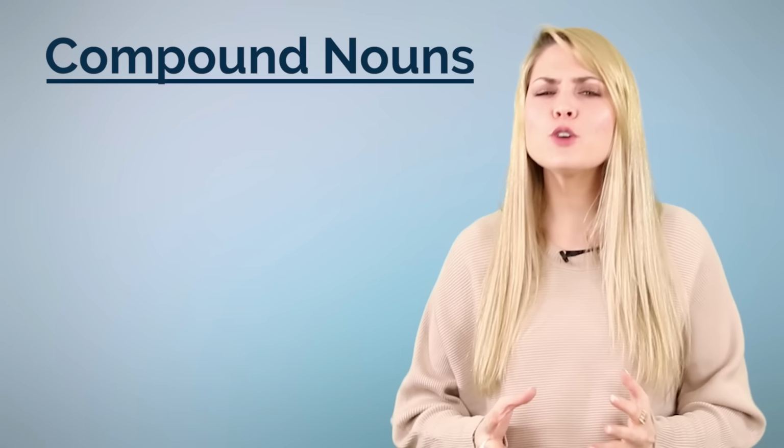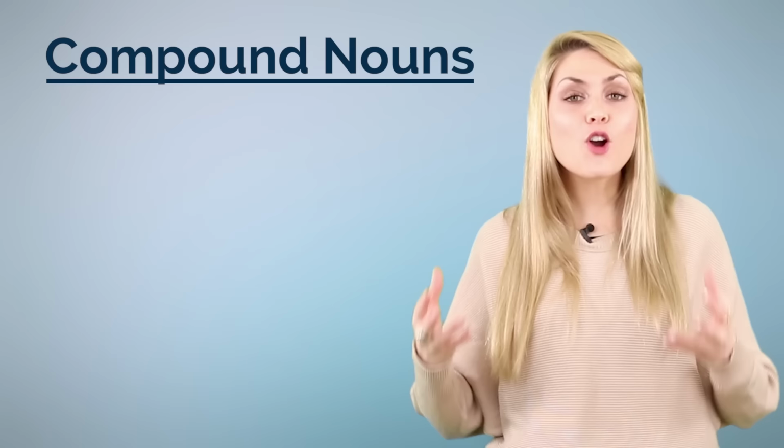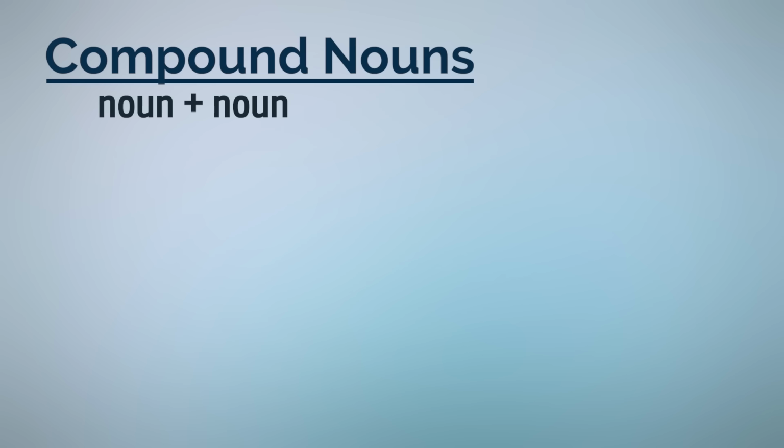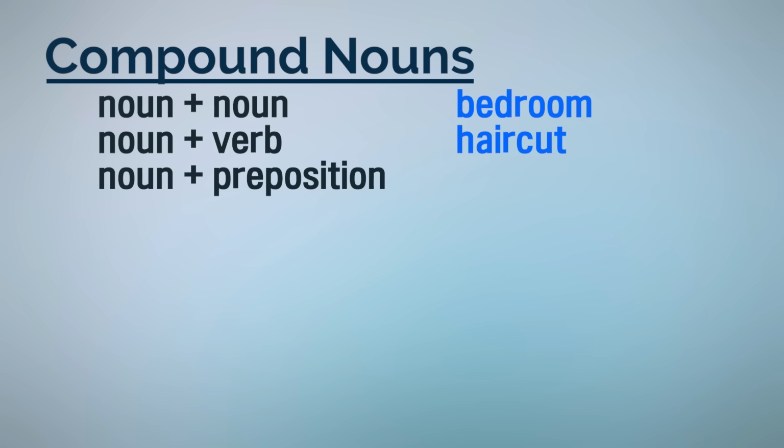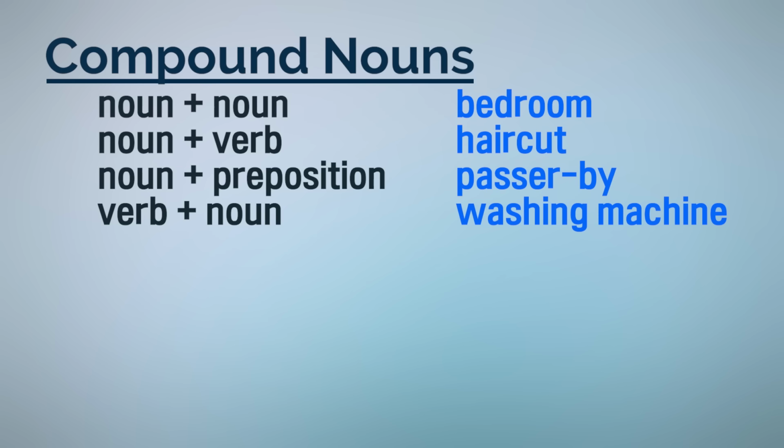Let's take a closer look now at compound nouns. Okay, let's now take a look at the parts of speech that make up a compound noun. We can have a noun and another noun, like bedroom. We can also have a noun and a verb, like haircut. A noun and a preposition, like passerby. A verb and a noun, like washing machine. A verb and a preposition, like drawback.